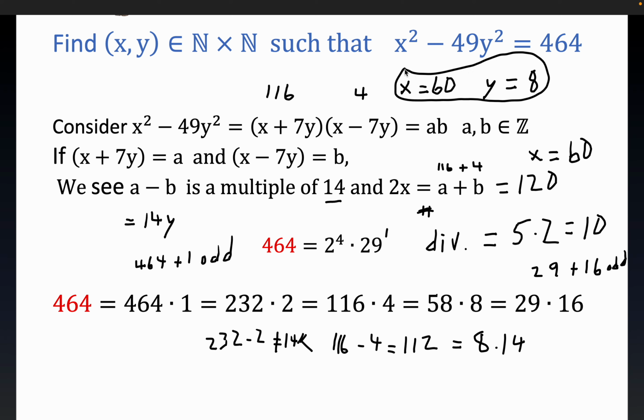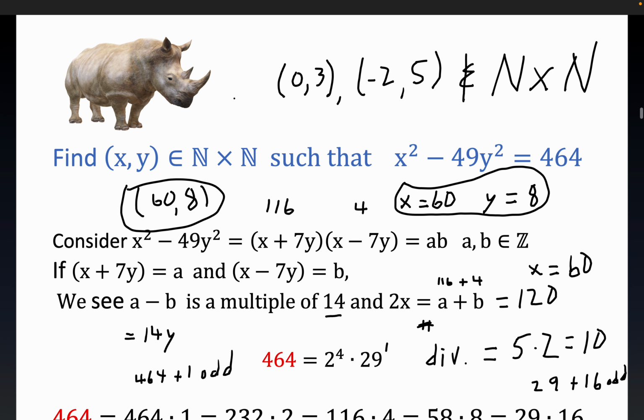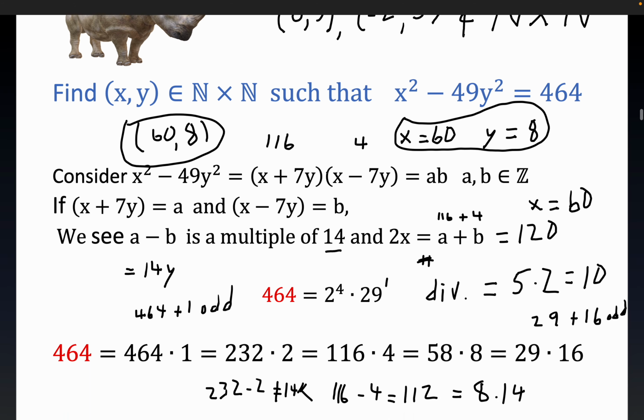Now, I believe there are some negative solutions to this equation. I just want to keep it short and sweet, so I just left those out. But I believe there are some negative solutions also. So the only solution that I found would be the ordered pair 60, 8. Okay, and I believe that's it, folks. I don't have anything else to add here.